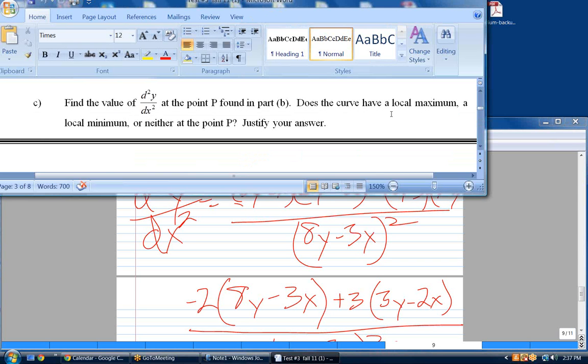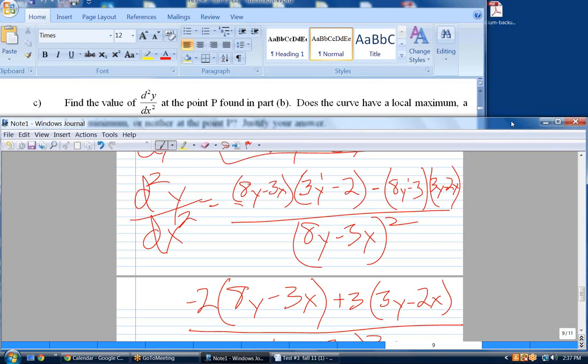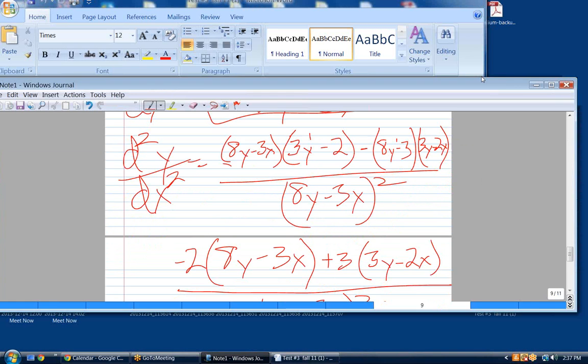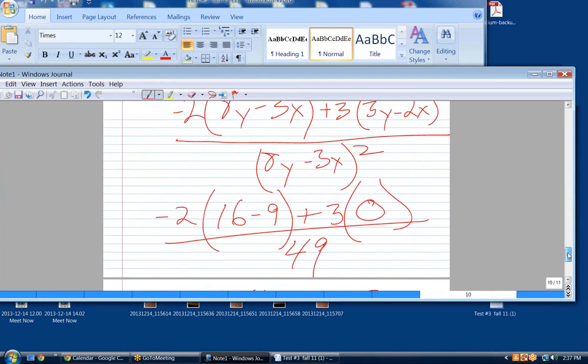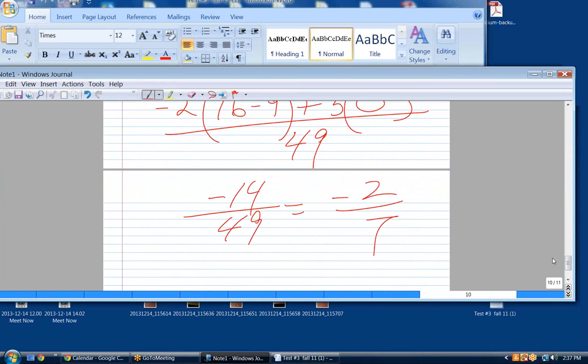Okay, does the curve have a local maximum, a local minimum, or neither at point P? Justify your answer. What do we get for point P? We got -2/7.